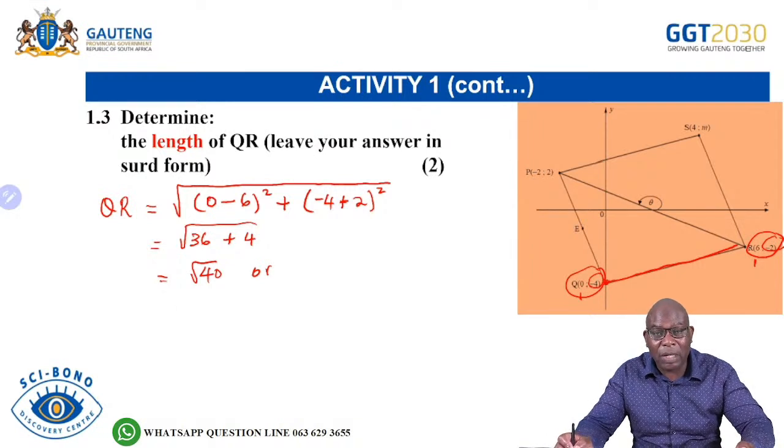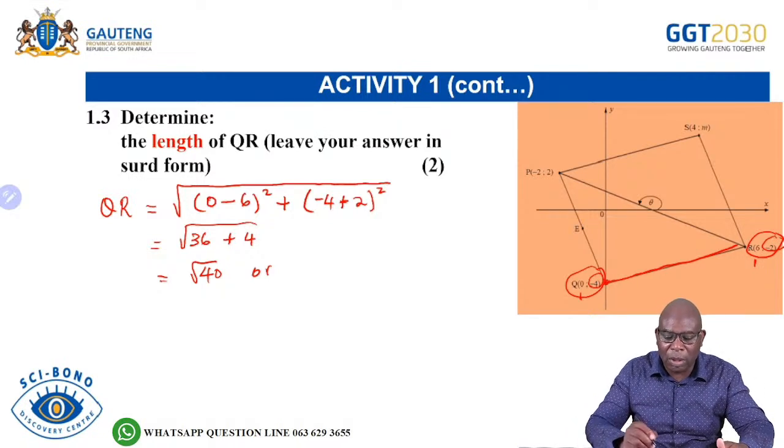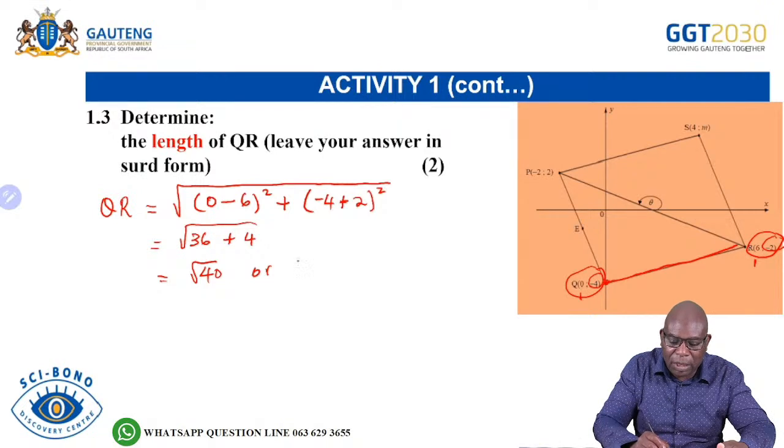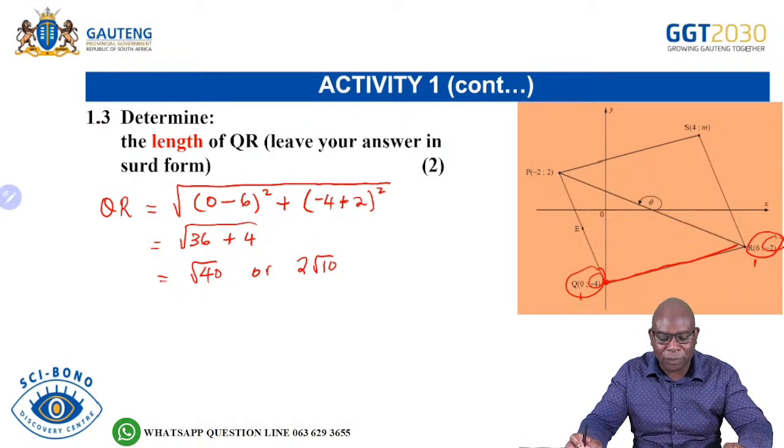So simplest surd form means that I don't need decimals, I need my answer inside the square root. If they've said simplest surd form, then it means that I can go to my calculator and try to get that. If I press square root of 40 and I say equals, it gives me 2 root 10. Okay, so this is just 2 marks.